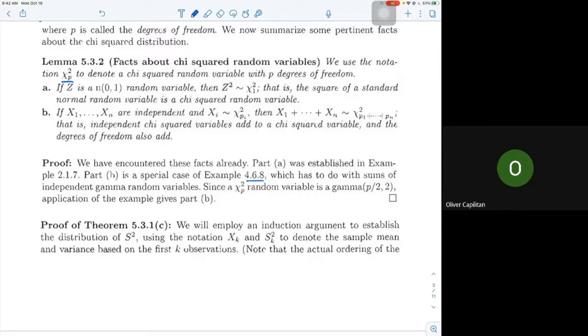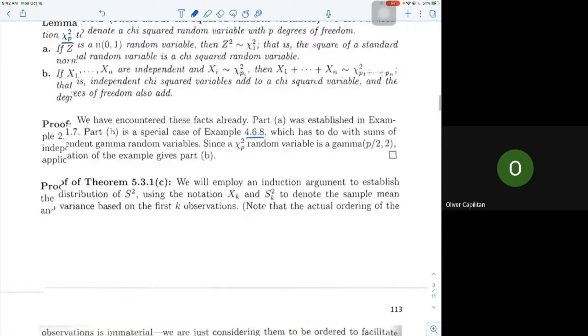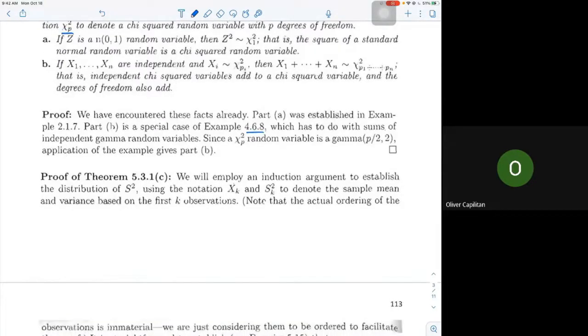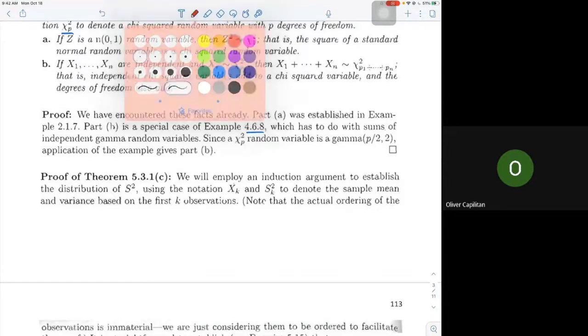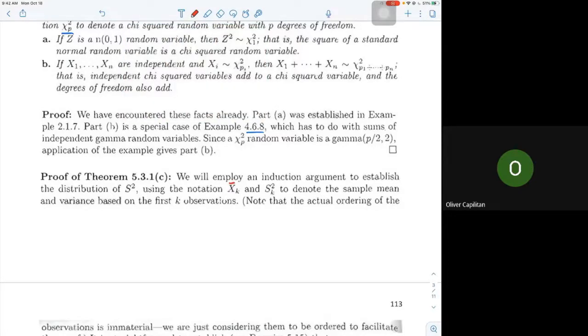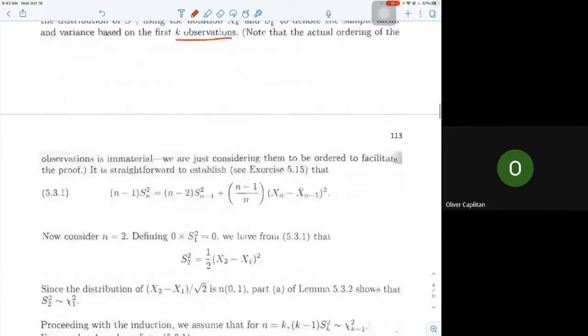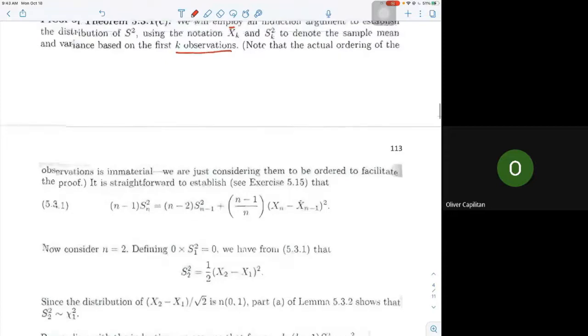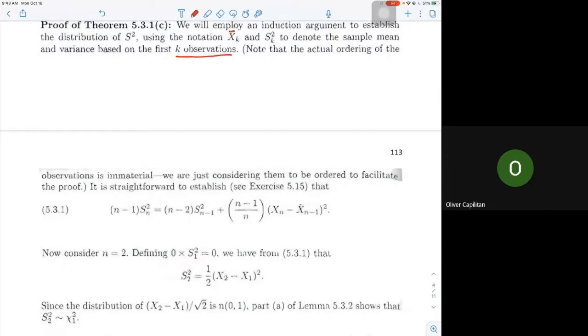To prove this, we use the principle of mathematical induction, and we use the notation x sub k bar and s sub k squared to denote the sample mean and the sample variance based on k observations. Note that the actual ordering of the observations is immaterial, but to facilitate the proof, we consider the observations to be ordered.